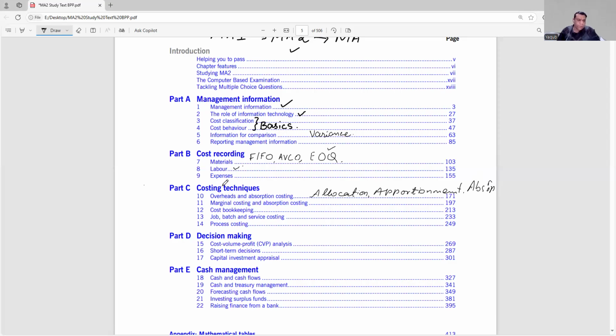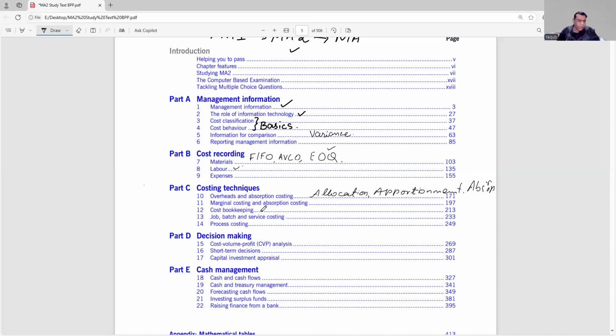So this is called what? This is called overheads and absorption overheads. And in absorption, we have under or over absorb. Next one is marginal costing and absorption costing. What is this marginal costing and absorption costing? These are basically two costing systems which we use to do what? Which we use to calculate profit, or which we use to determine profit at the end of accounting period.